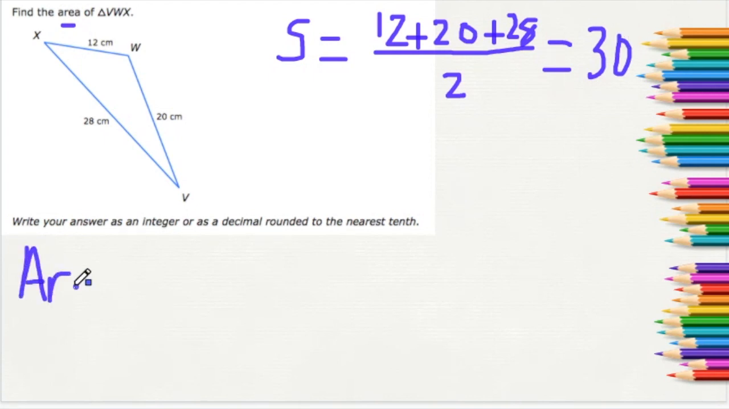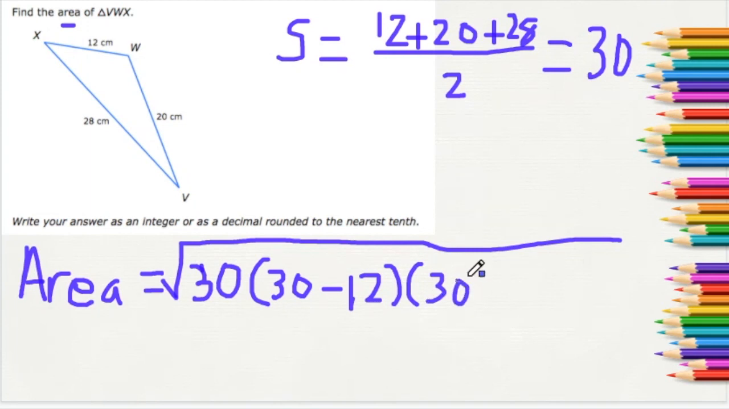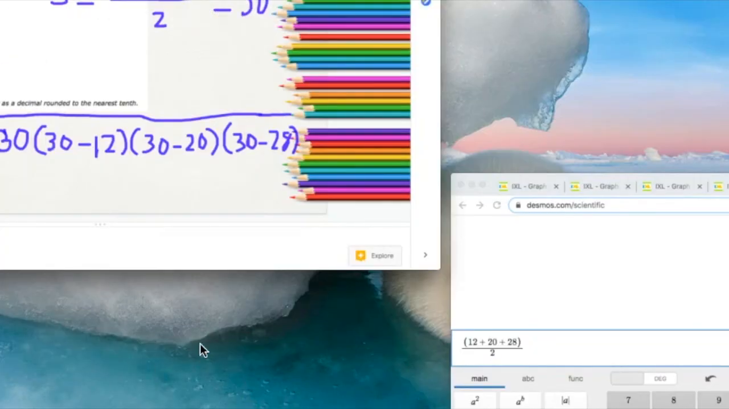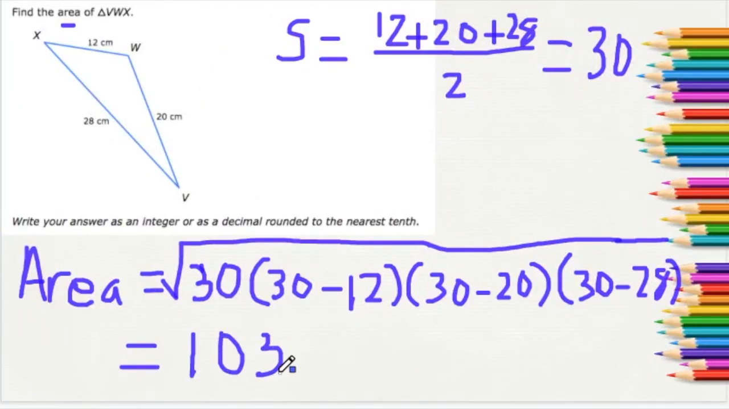And to find the area, we have to take the square root of S times S minus A, which is 12, then S minus B, which is 20, then S minus C, which is 28. Once again, we could put that into Desmos. So square root of 30 times 30 minus 12, 30 minus 20, 30 minus 28, and we get 103.9 if we round to the nearest tenth. And that's how we use Heron's formula if we're given 3 different sides of a triangle to find the area.